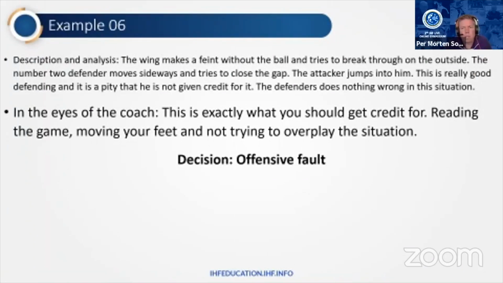And of course, these are really important situations that we give credit. It's not so easy for the referees to see at full speed, probably, but it's important that we get these calls right, like every call of course. Here we can really show this defender, okay, here you played really well according to the rules and you got the ball. So then he will probably continue to do so.